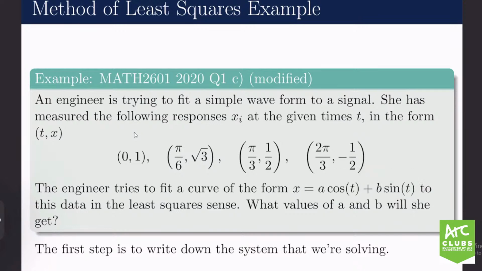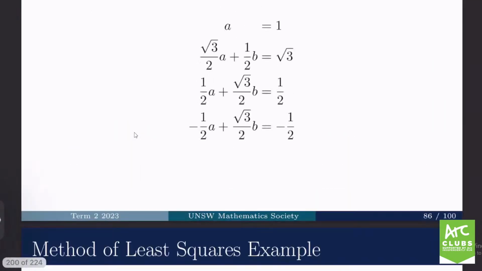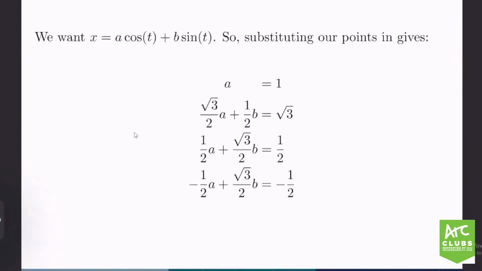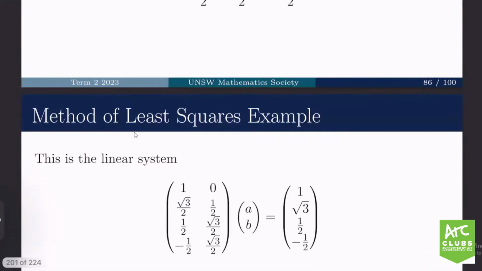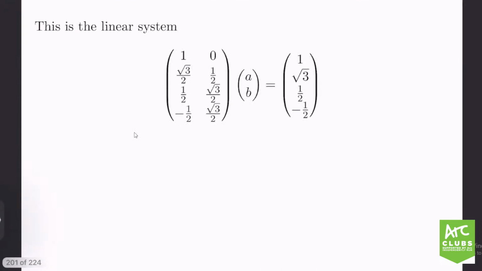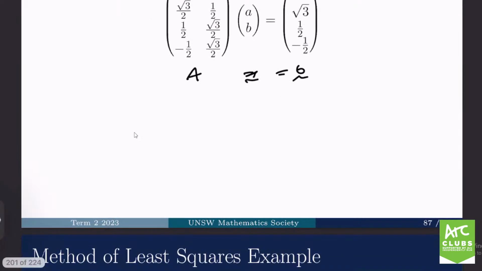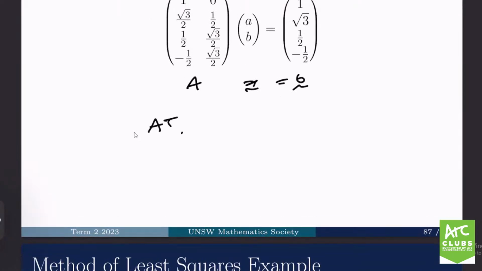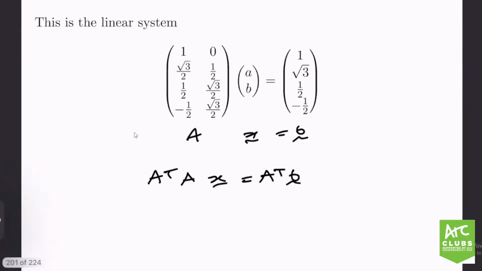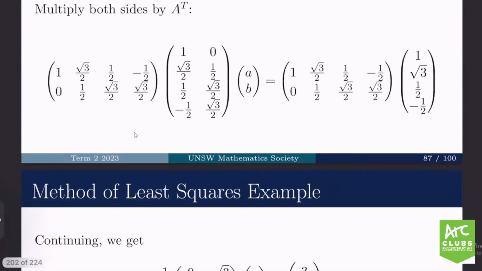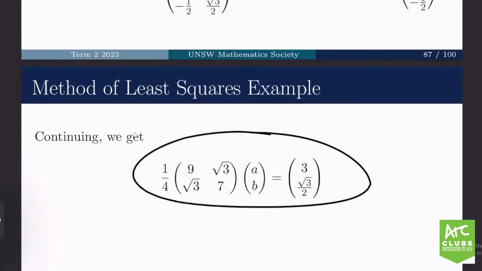To do that, we plug the data into our sinusoidal fit. If we plug that all in, we get this system of equations, which can be represented in matrix form like this. So this is our Ax equals b. Now remember that the least squares solution will satisfy A transpose A x equals A transpose b. And so all we need to do is multiply by A transpose to get this linear system of equations.